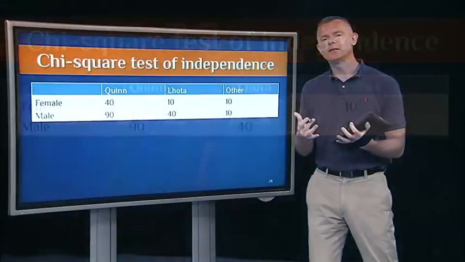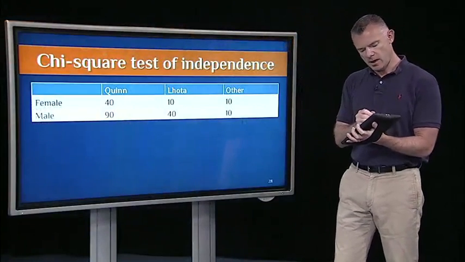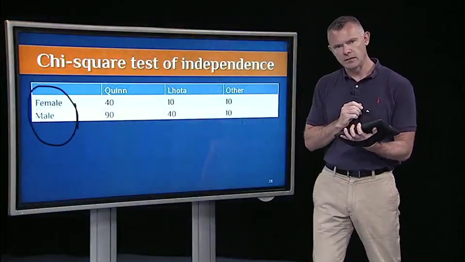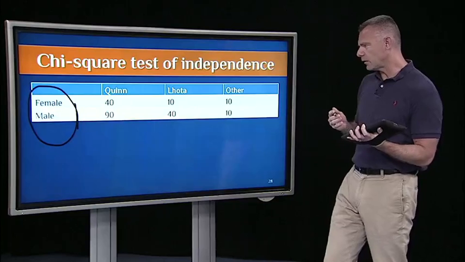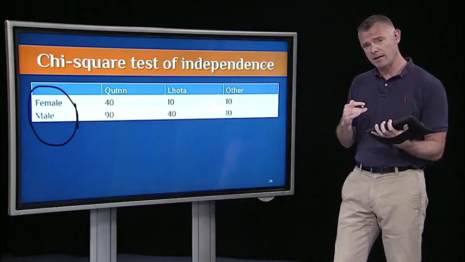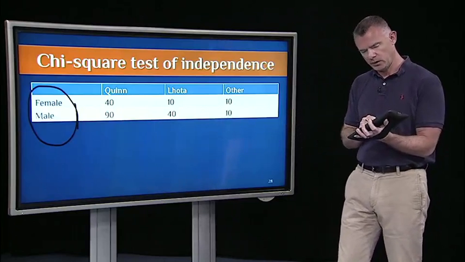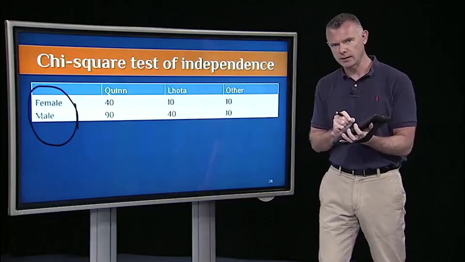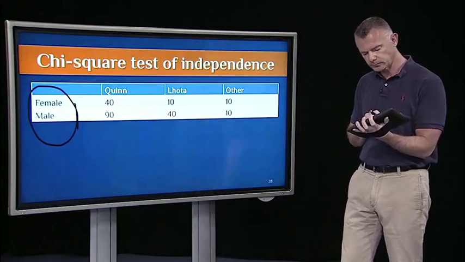But the question we're asking here is there a relationship between the gender of the voter and which candidate they prefer? It's a little difficult to eyeball this table and see because we have so many more men than women. And that's exactly why I did that in this example. So let's go ahead and do the actual calculation and get a p-value and see what happens.